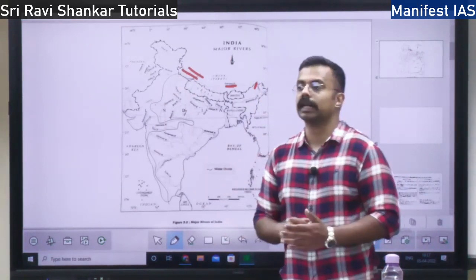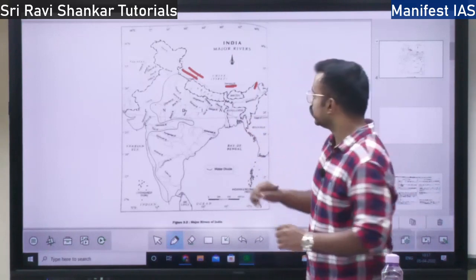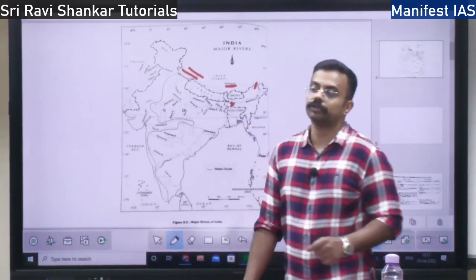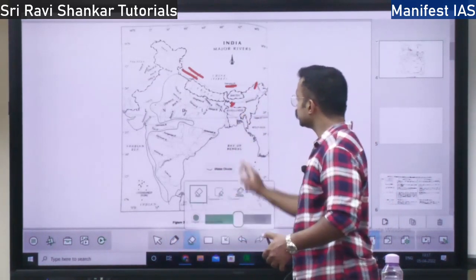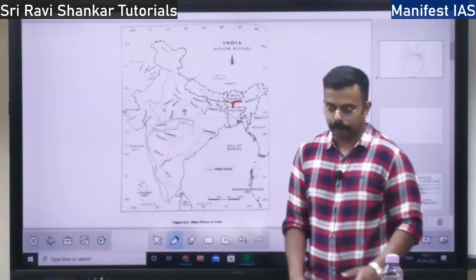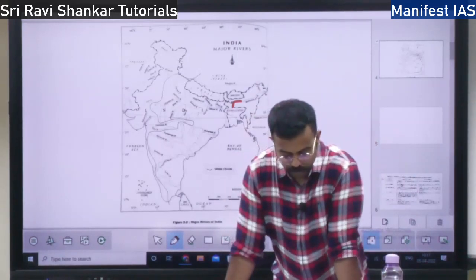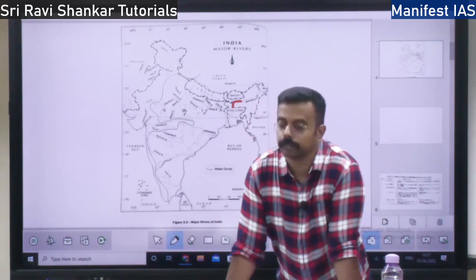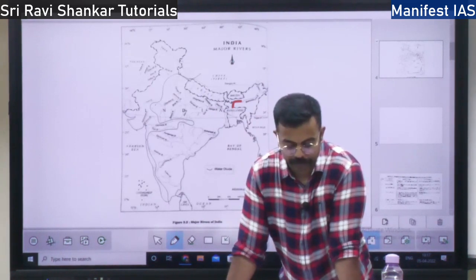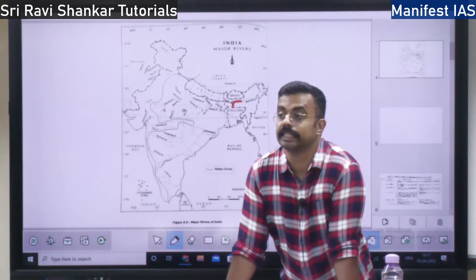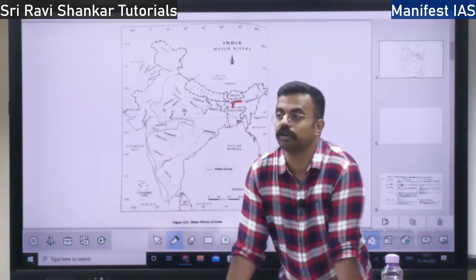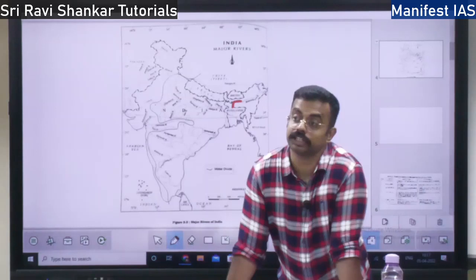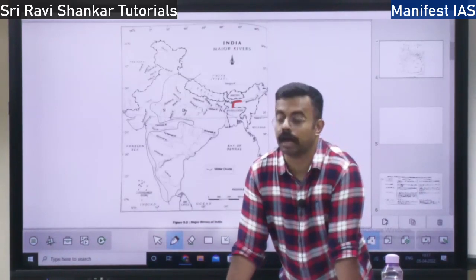This river enters Bangladesh at a region called Dhubri. Dhubri is where the river takes a 90-degree turn. It takes a 90-degree turn and enters the Bangladesh region, right? So this Brahmaputra joins with the Teesta River, which originates in Sikkim, right? It joins with the Teesta in Bangladesh and is called Jamuna. Brahmaputra after joining the Teesta is called Jamuna, right?